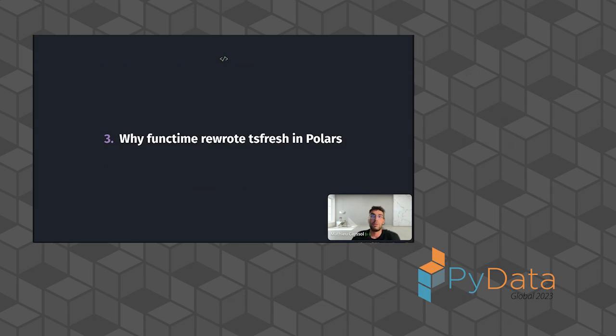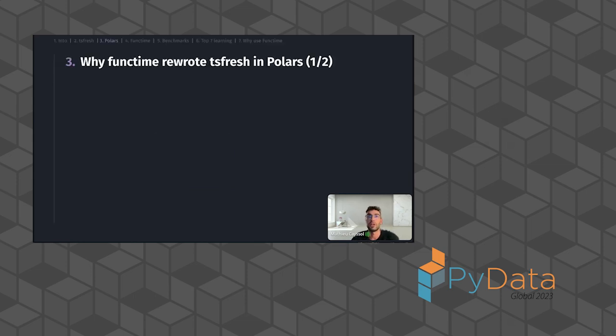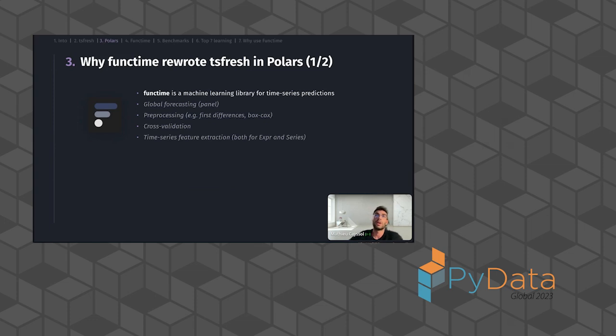So why did functime rewrite tsfresh in polars? It's a good question, and to answer this question, I will first introduce functime and then introduce polars as well. So functime is a machine learning library for time series prediction. It allows you to perform global forecasting on panel data format. So basically, you can use multiple time series to predict the future values of one of them.